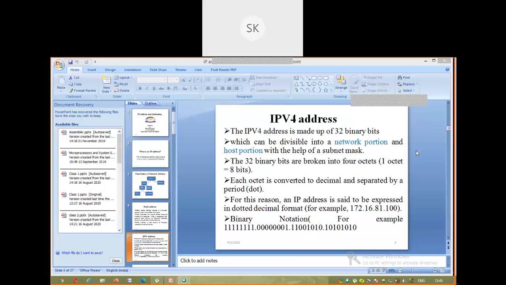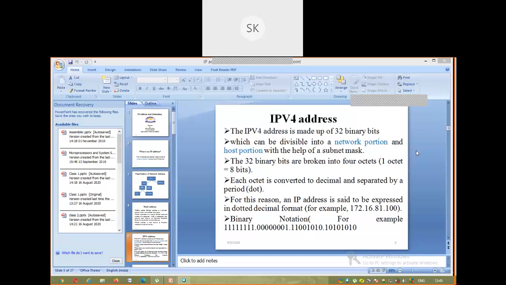Okay, 172.16.81.100. There are four octets, and each octet is separated by a dot operator or period. Okay, it is written here: each octet is converted to decimal and separated by a dot. For this reason, an IP address is said to be expressed in dotted decimal notation.